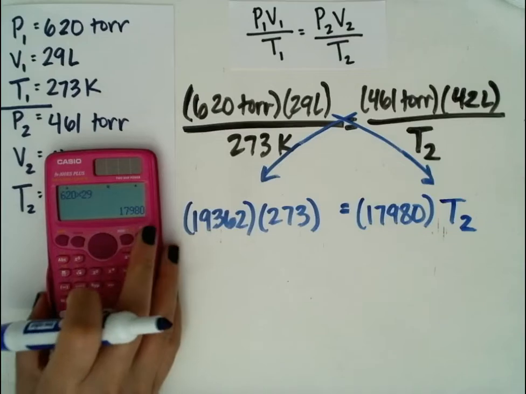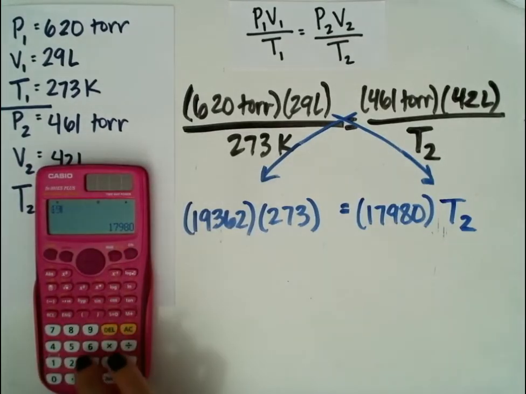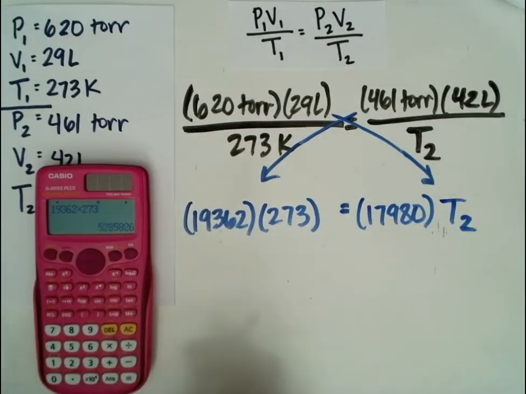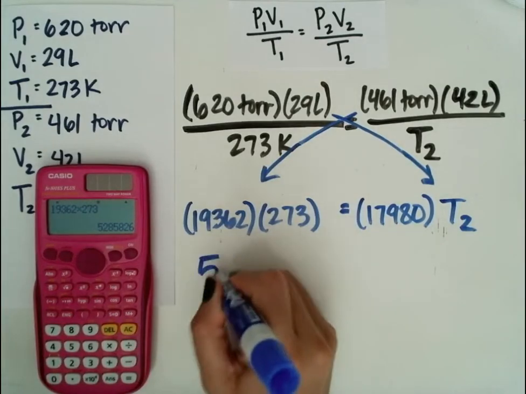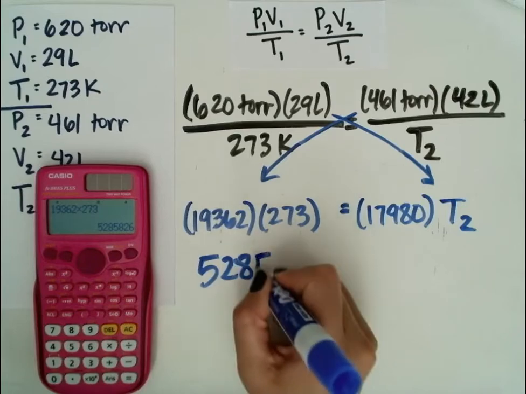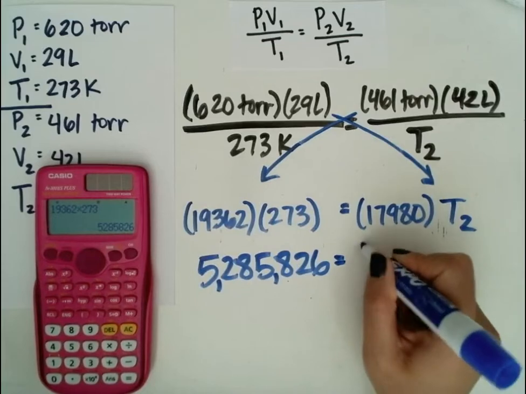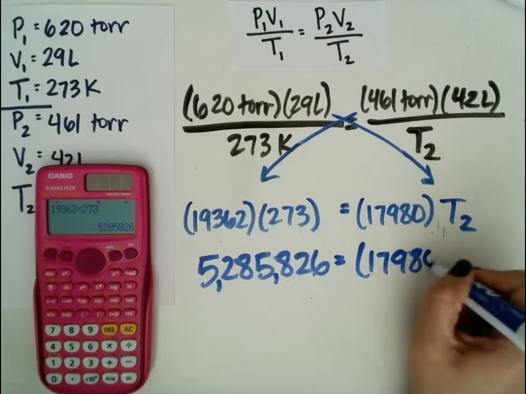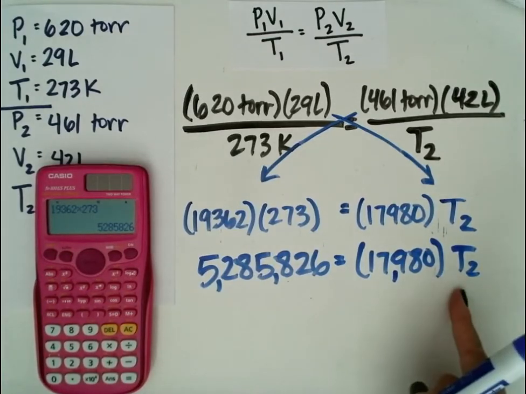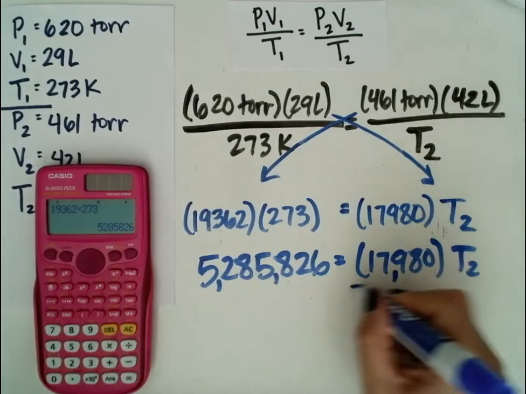Okay, so the next thing I'm going to do is I'm going to solve this right here. So 19,362 times 273. That gives me a really big number, 5,285,826, which is equal to 17,980 times T2. Okay, and then when we're solving for T2, this is the variable, we just want to divide 17,980 to the other side.